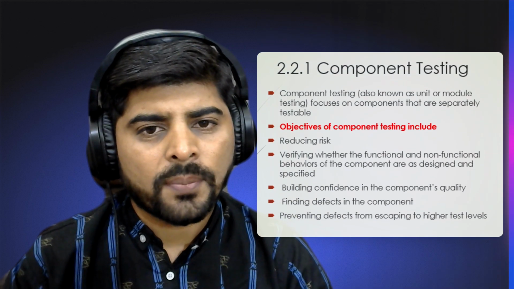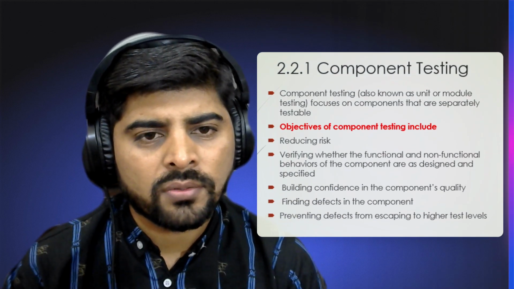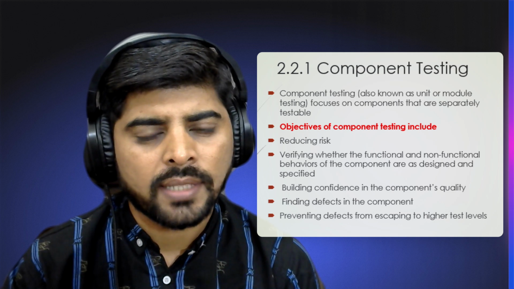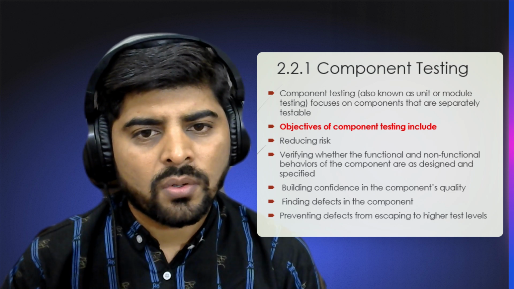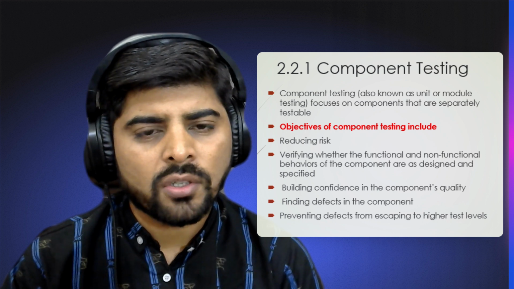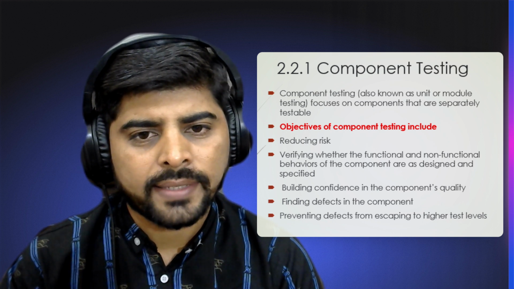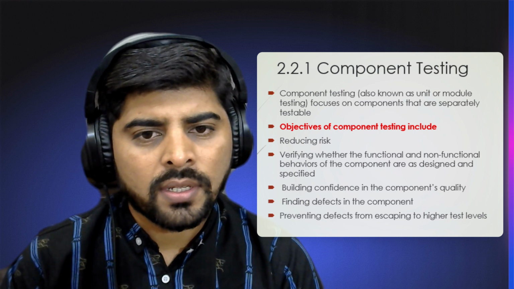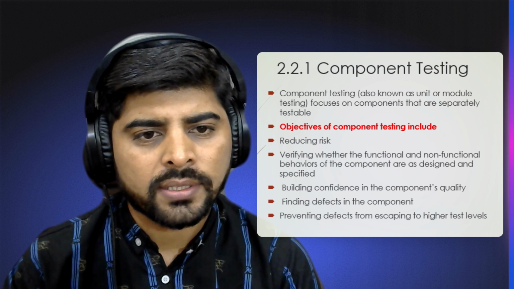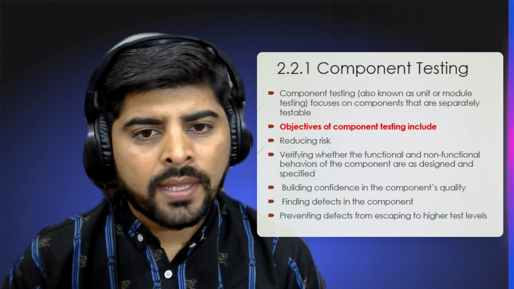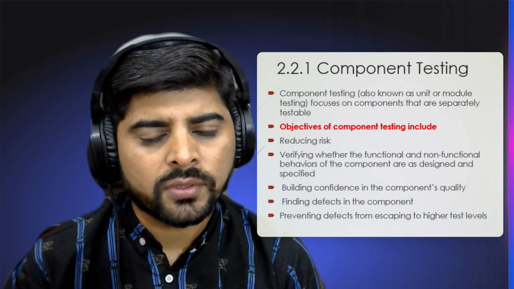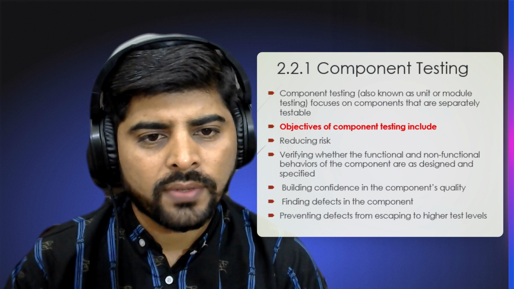So when we talk about component testing, also known as unit or module level testing, it focuses on each individual component that is testable. So objectives for component testing include reducing risk. These objectives apply on all test levels. We reduce risk, we verify whether the functional and non-functional behavior of the component or system is as specified. So building confidence in the component's quality, so we can build the confidence.